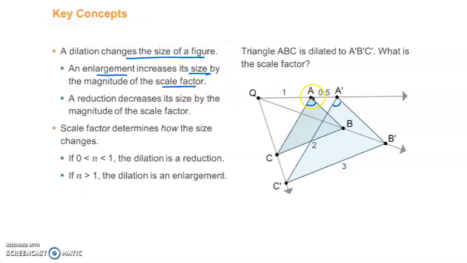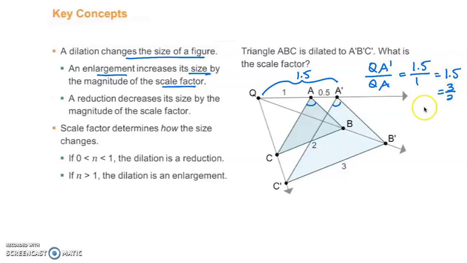So if we're going to enlarge A to A prime, remember our scale factor is going to be QA prime over QA. In this case, it's 1.5 because we have to add the whole segment over the original, which is 1. And 1.5 over 1 is just 1.5, and sometimes you'll see them written as fractions. So 1.5 as a fraction would be equal to 3/2 is the scale factor. Either one of those are correct, but just so you know, if you find something that's a decimal and your only answers are fractions, you need to change it to a fraction.